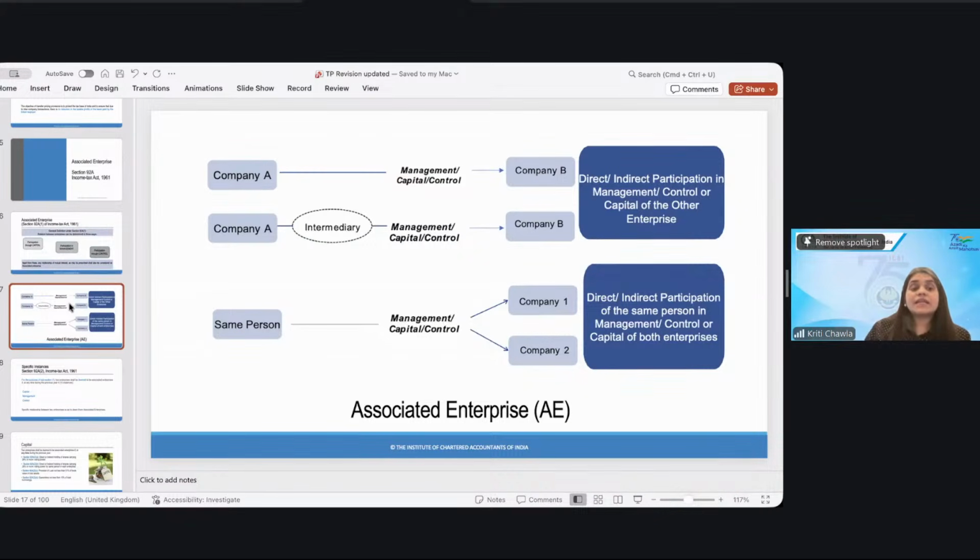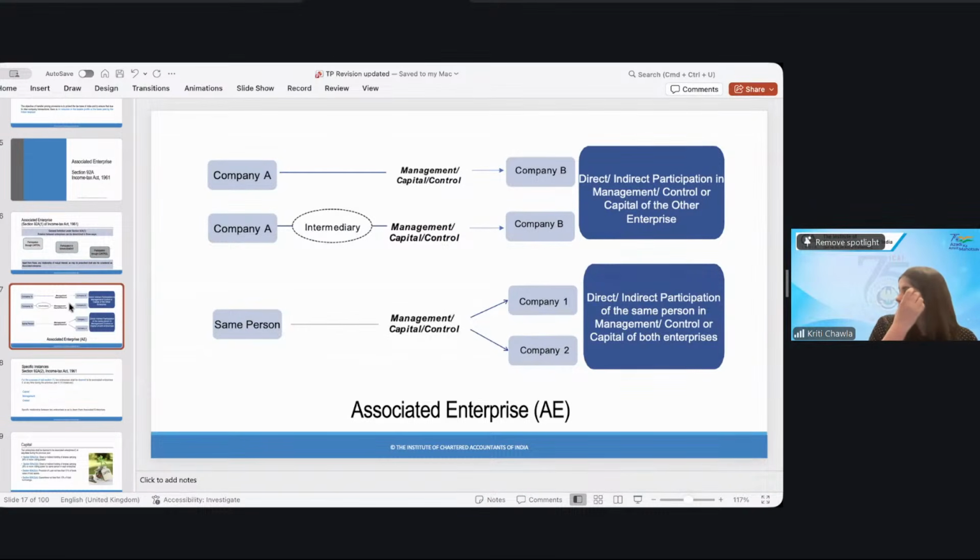Well, if there is the same person, and through the same person they are participating in the management, control, and capital of company one, and this same person is participating in the management, control, and capital of company two, well, then also company one and company two will become associated to each other. So this is the generic definition of Section 92A subsection 1: participation in the management, control, and capital of the other company, then they will become associated to each other.